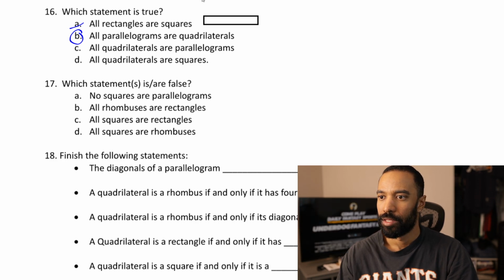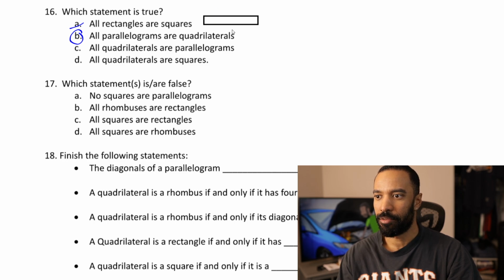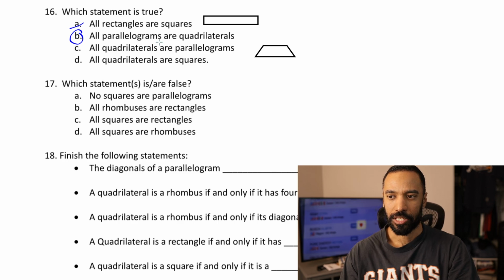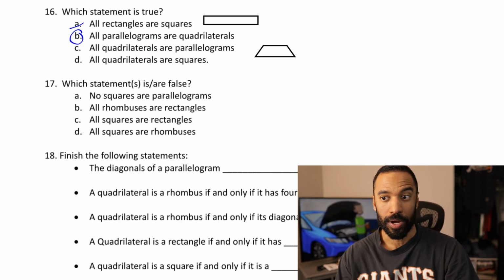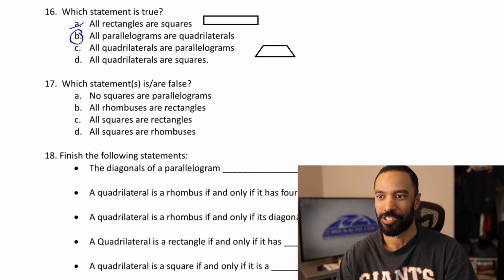All quadrilaterals are parallelograms? No. Let me present to you something that we're not talking about here, a trapezoid. That's a quadrilateral that's not a parallelogram. It has one set of parallel sides, but not both. All quadrilaterals are squares. No. You can clearly see different versions of them right there.